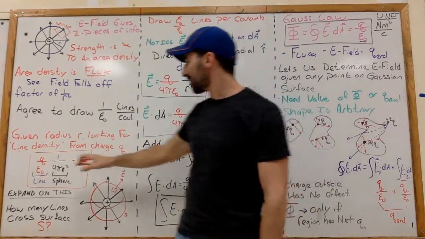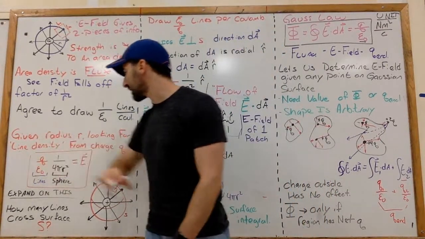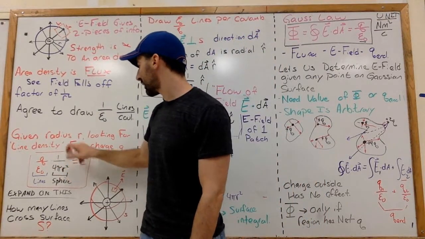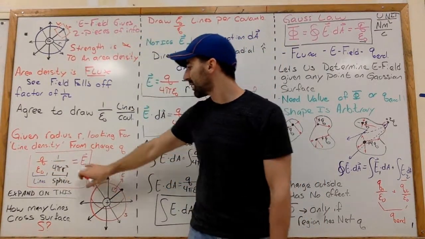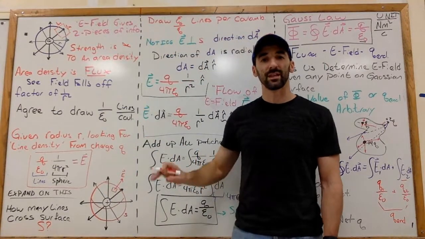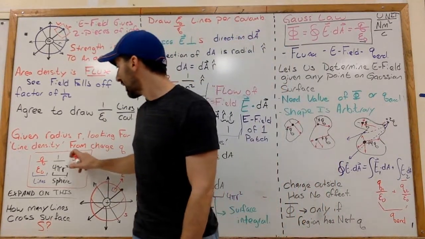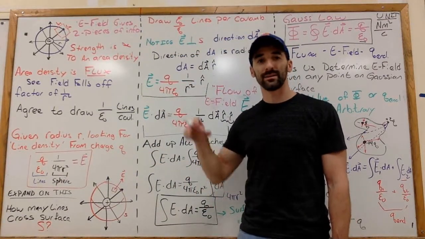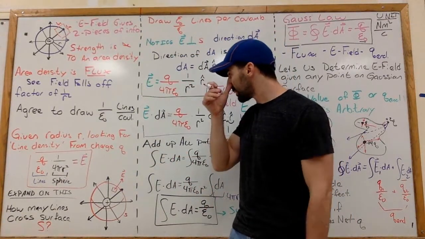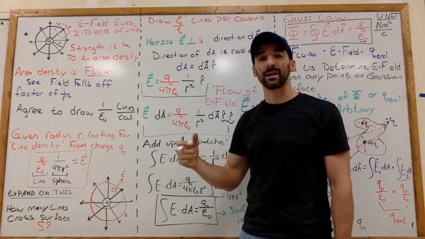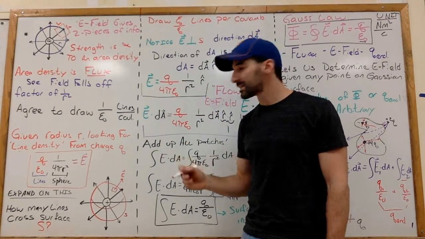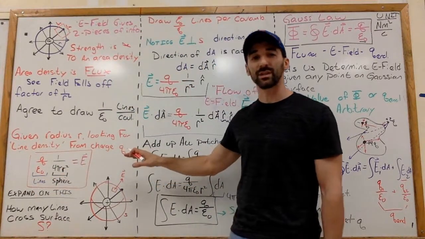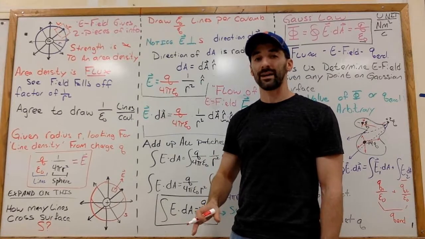Well, if we have my breakdown here, I know Q over epsilon naught, those are my number of lines. I've got my sphere, 4 pi r squared. Put that together, I've got my definition of an electric field. The electric field is equal to Q over epsilon naught times 1 over 4 pi r squared, or what we've seen before, 1 over 4 pi epsilon naught Q over r squared. So this is just a strict convenience and definition. But I want to expand on that now.